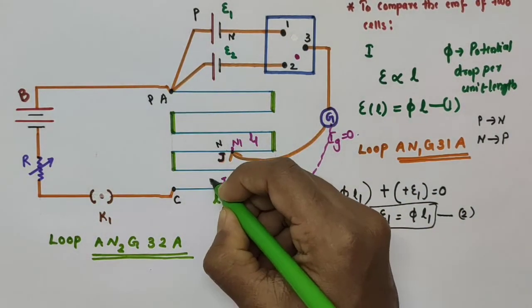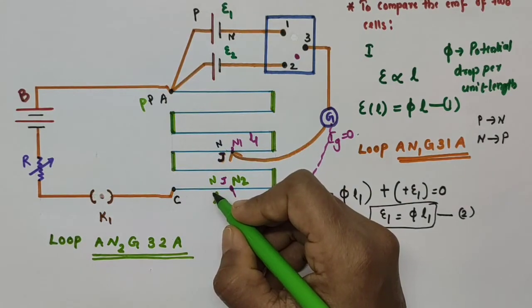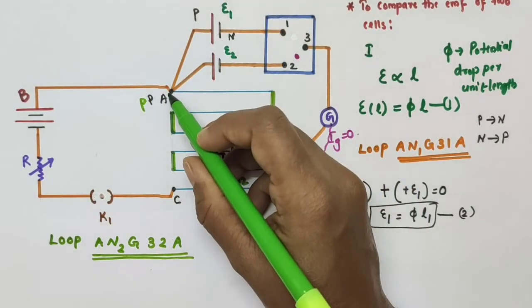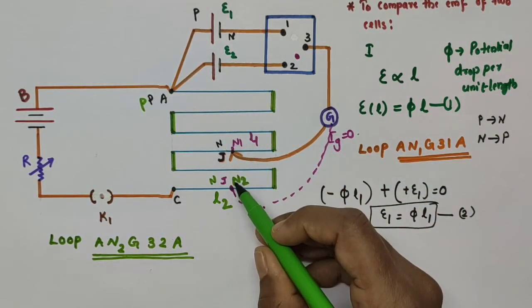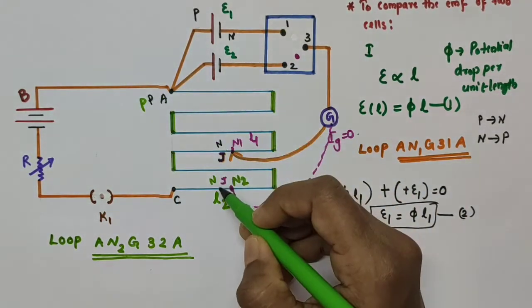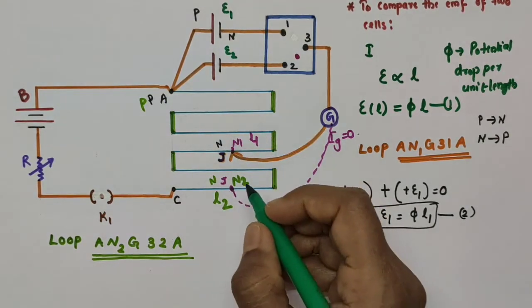This will be the lower potential region. This will be the higher potential region. This would be the lower potential region. See, we are walking from this point A and we are coming to this point N2. So we are walking from P to N. So what is the corresponding potential difference here?